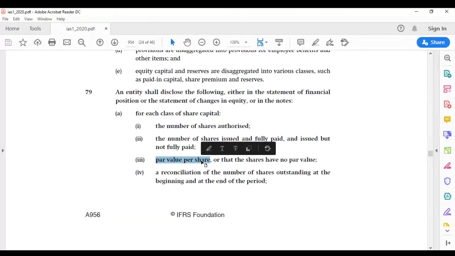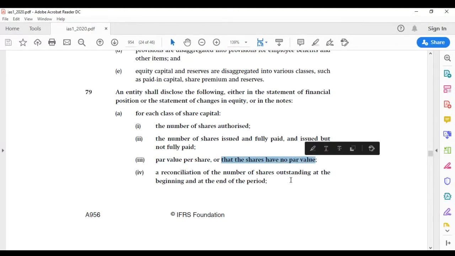And we know that companies now, since the 2008 Companies Act came into effect, cannot issue par value shares in South Africa anymore. But remember, IAS 1 is an international document. There are many other countries that can still issue par value shares. So if they issue par value shares, the par value must be disclosed. But they also go further. If you issue non-par value shares, if the shares have no par value, you must disclose the fact that the shares have no par value.